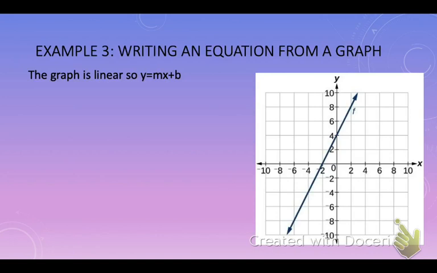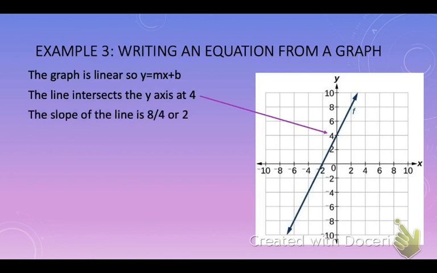So I need to figure out first, maybe, well, where's the y-intercept? Okay, so the line intersects the y at the 4, right there. So I know my b is 4. Okay, and I need to get the slope. And the slope is 8 over 4, 2.